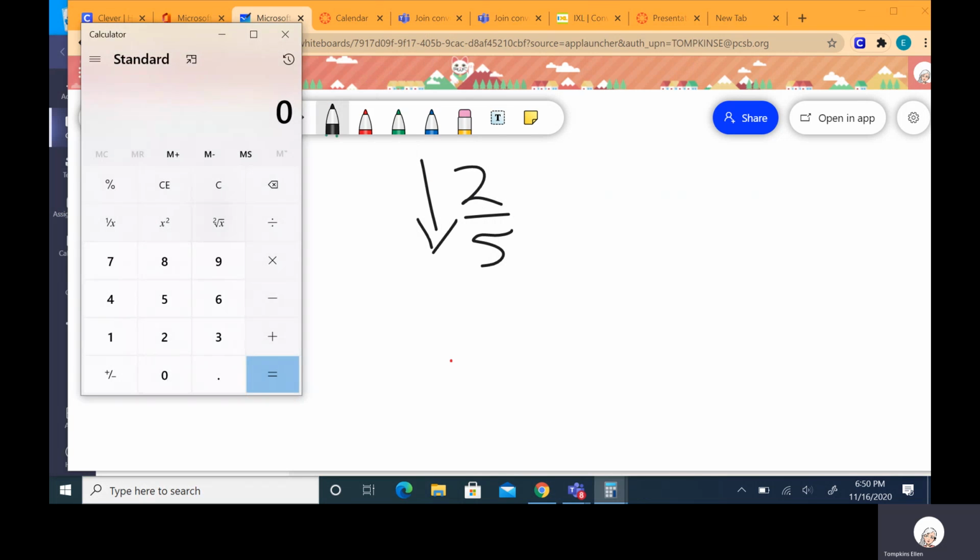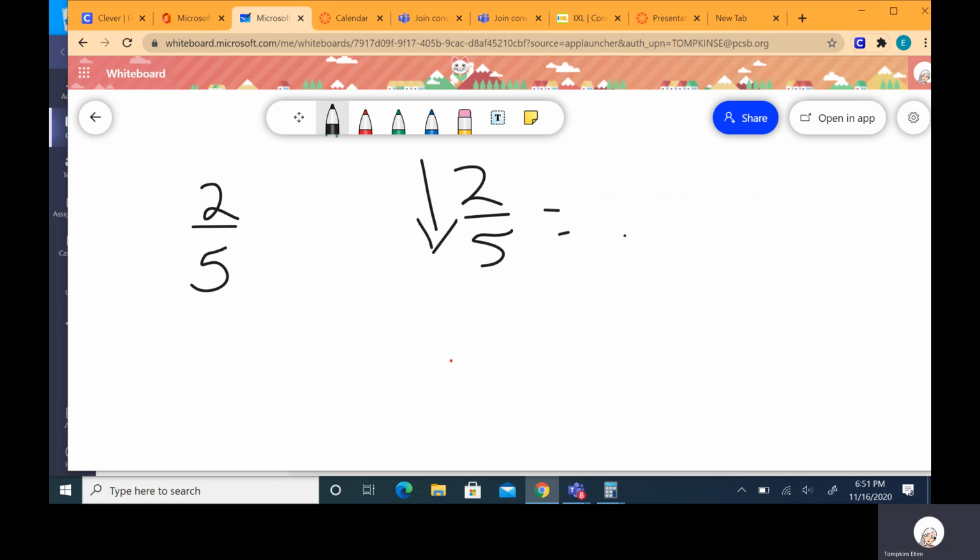So 2 divided by 5 would equal 0.4. And that's all you would do.